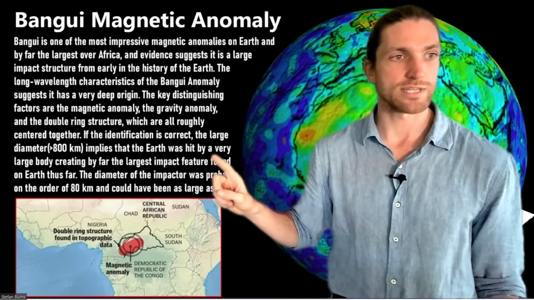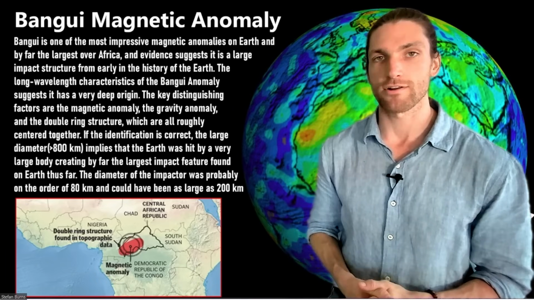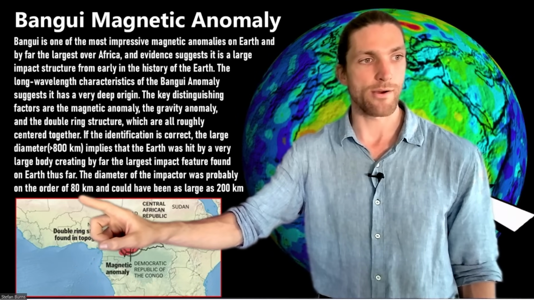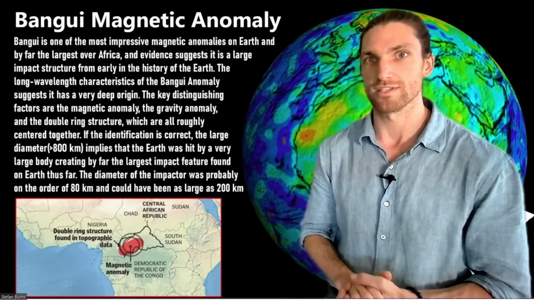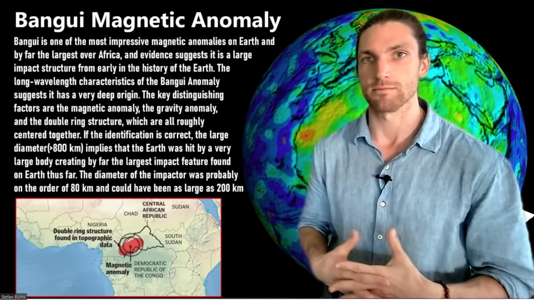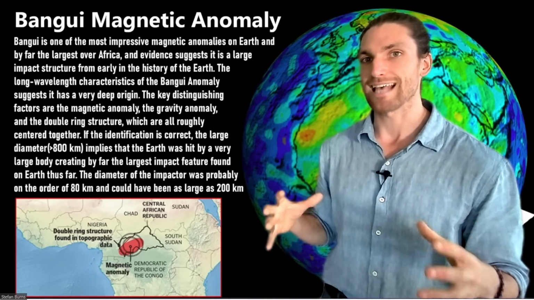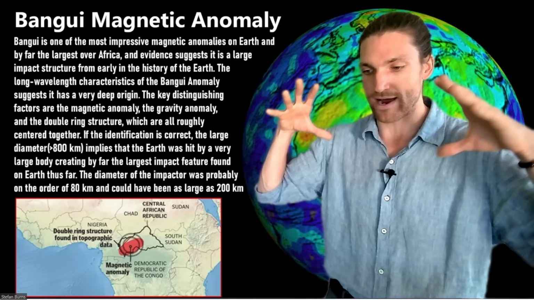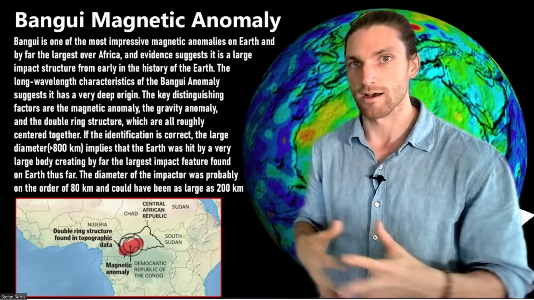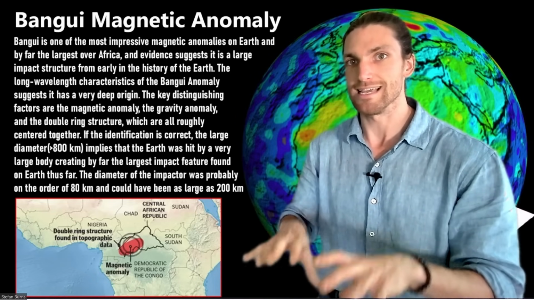this implies that the Earth was hit by a very large body, creating by far the largest impact feature found on Earth thus far. The diameter of this impactor would have been from about 80 kilometers to 200 kilometers in diameter. So very, very large. And of course, the early solar system formed a lot of iron meteorites. These have ferromagnetic material, so this impactor going in could also then create remnant and shock magnetization, but then that magnetic body itself would sink down into the Earth.